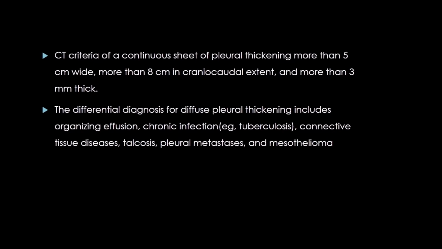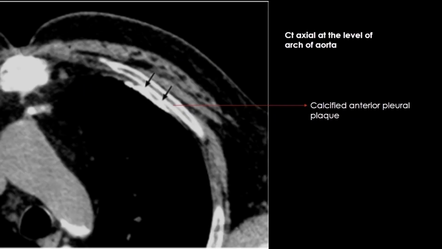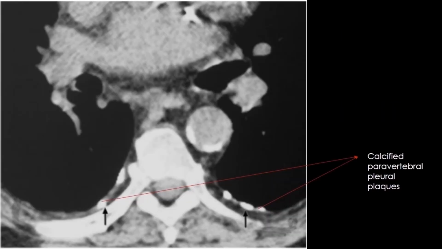metastasis, and mesothelioma. CT chest at the level of arch of aorta in the mediastinal window showing pleural plaque which is calcified. This is an axial CT in a mediastinal window of other patient of asbestos exposure where you can see the pleural plaques along the posterior aspect together with the calcification in the pleural plaques at the paravertebral location.